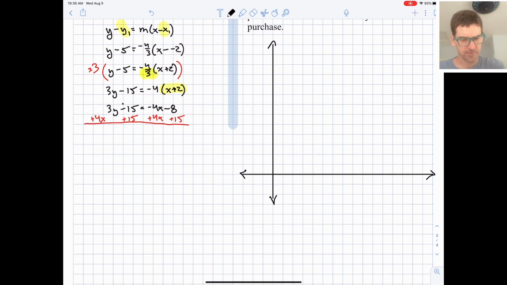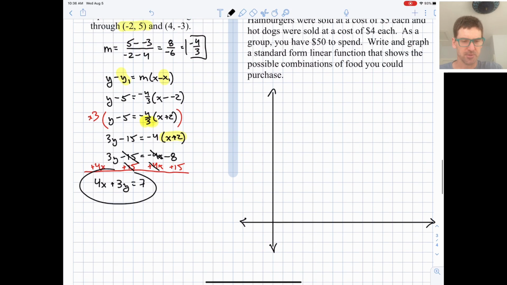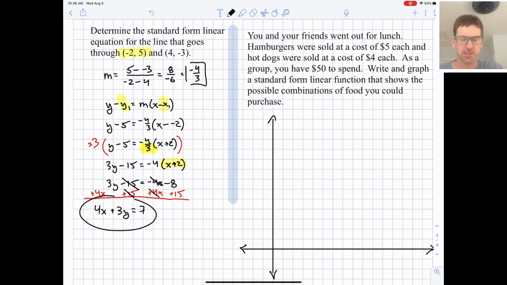So these 15s cancel and these 4x's cancel. So we have a 4x coming down with our 3y, and -8 plus 15 is 7. So there's our final outcome right there. And again, it's a little bit awkward, a lot of steps to go through to go from a couple points straight into standard form.